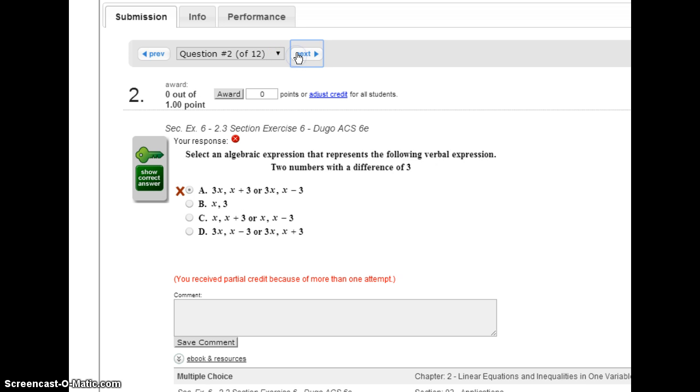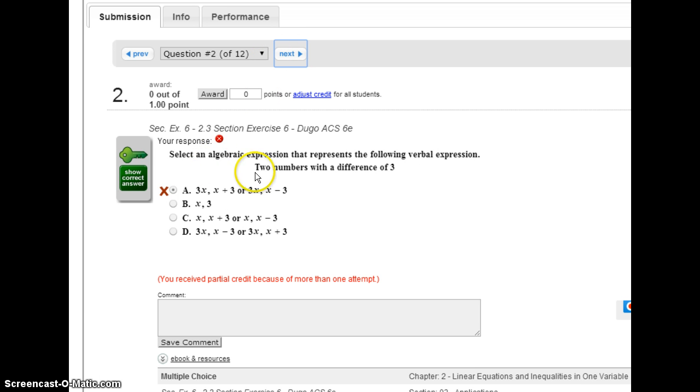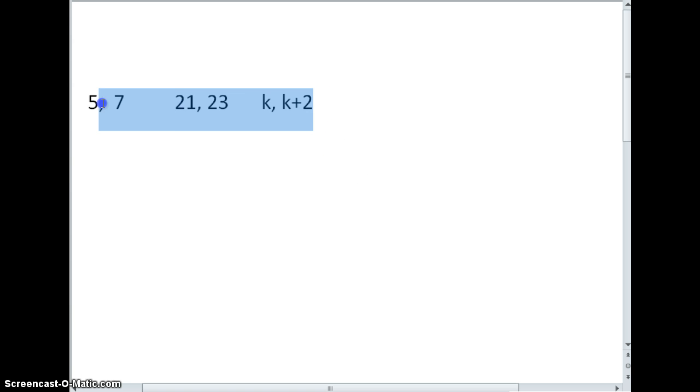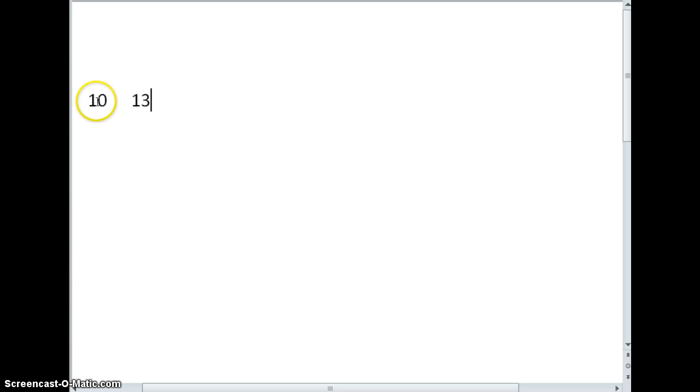Let's look at the next one on the assignment. Two numbers with a difference of 3. So a difference of 3, we're trying to say if we subtract these numbers, they would be 3 apart from each other. So again, let's just randomly start with a number. Let's pick 10. What numbers would be 3 apart from 10? So you could be 3 bigger than 10. That would make you at 13. Or you could be 3 less than 10, and that would put you at 7.